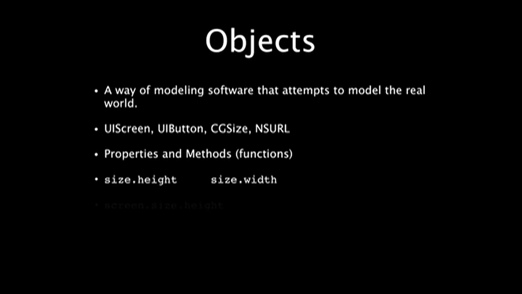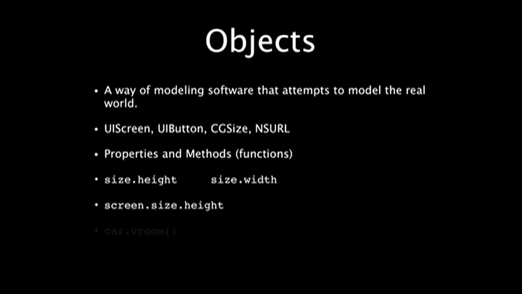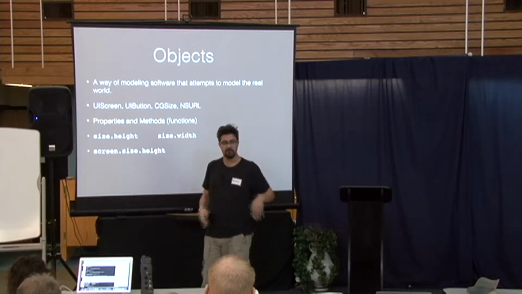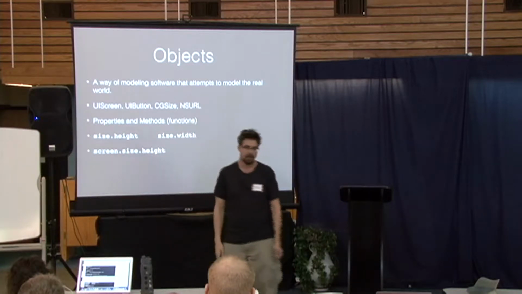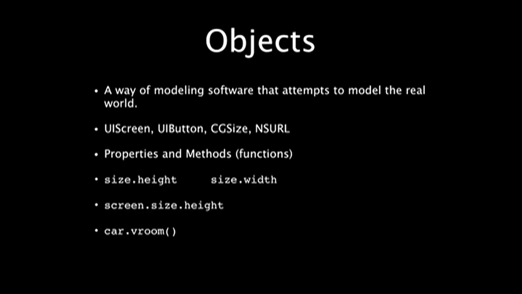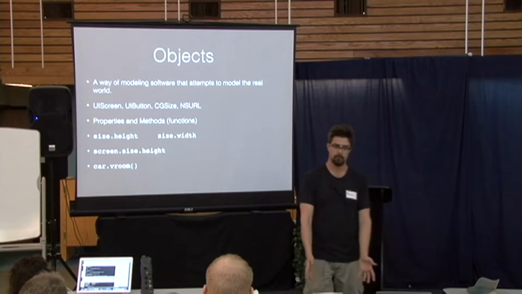Some examples of properties: if I had a size object, I could check its height and its width, or I could set them, which I didn't show here. You can also chain these things. A UI screen object has a size property, and a size property has a height property. So I can traverse the containment of these objects with the period operator, and this is true for methods as well as properties. If I have a car object, I can call the vroom method on it, which will make the car go vroom.